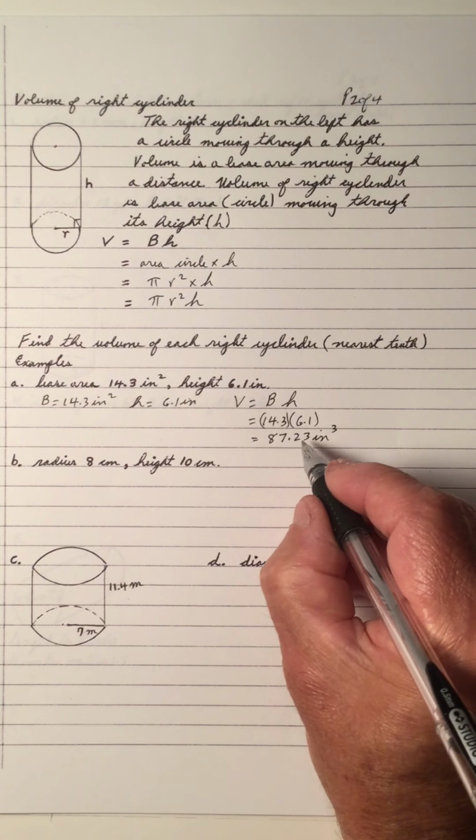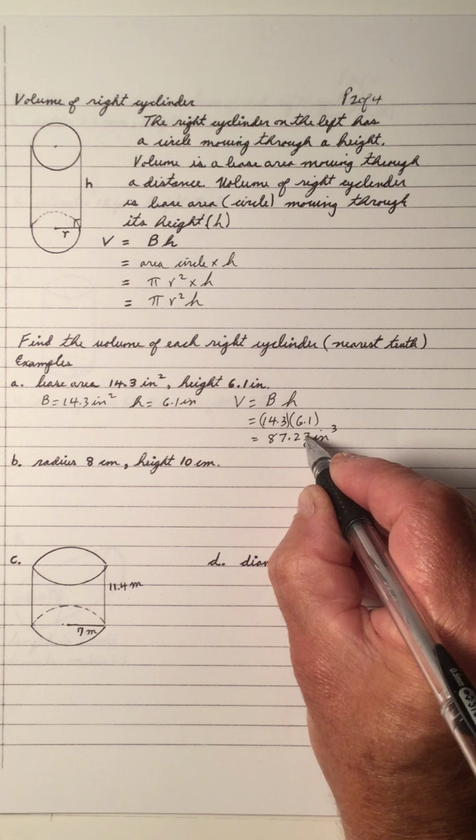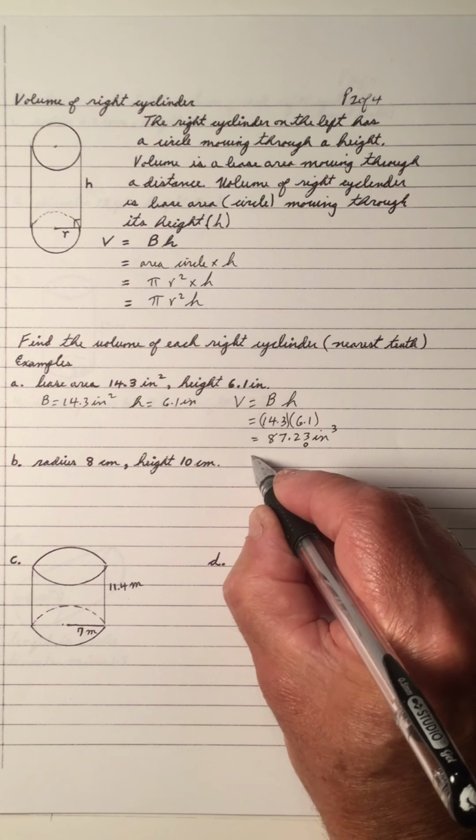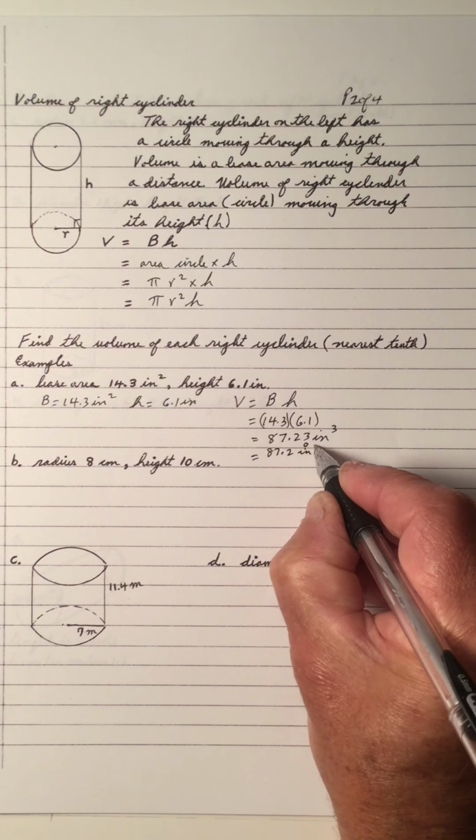But we have to round it to the nearest tenth. The tenth place is the 2, and the 3 is less than 5, so we do not change it. So the answer is 87.2 inches cubed.